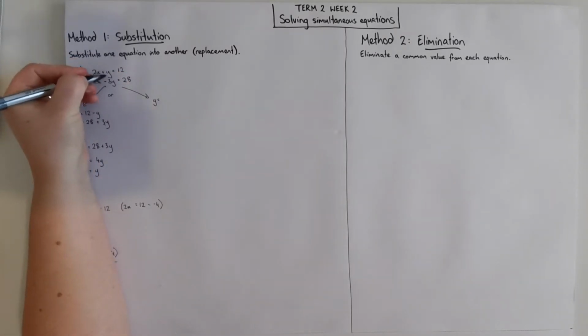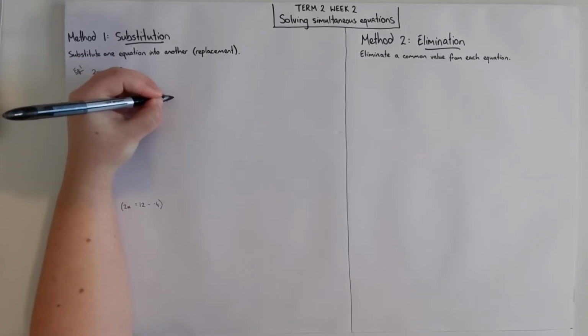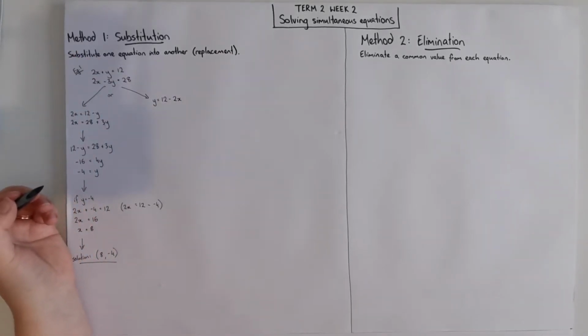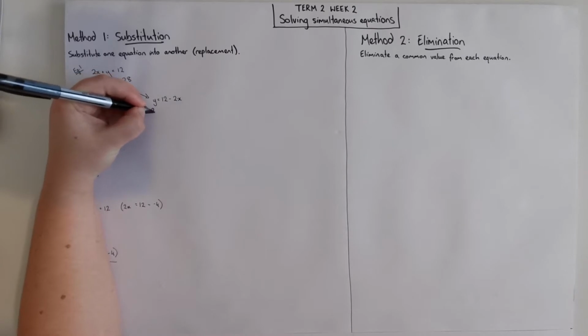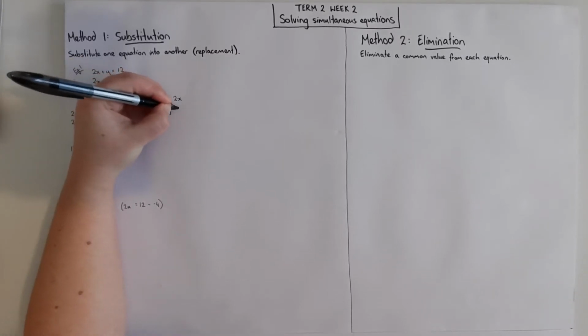Keeping my y on the left-hand side because it's already positive, I will now move my 2x over to the right-hand side by subtracting, leaving me with y equals 12 minus 2x. My second equation remains as is. 2x minus 3y equals 28.